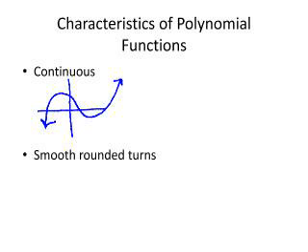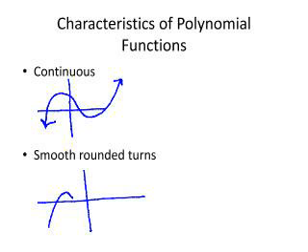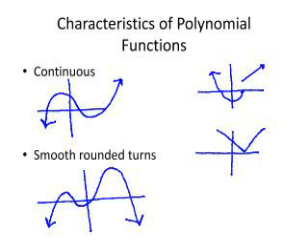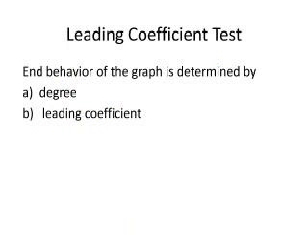And then another thing is it has smooth, rounded turns. Okay, so another example might be one that looks something like this. So an absolute value function is not a polynomial function. And a piecewise function is not a polynomial function, okay? But these two are examples of polynomial functions.